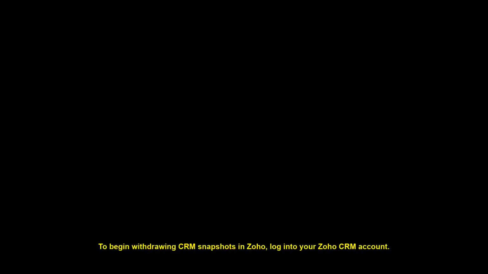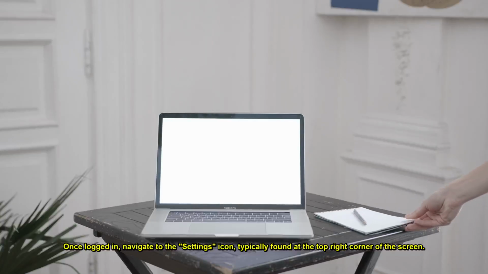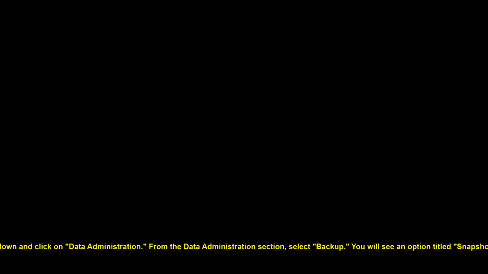To begin withdrawing CRM snapshots in Zoho, log into your Zoho CRM account. Once logged in, navigate to the settings icon, typically found at the top right corner of the screen. In the settings menu, scroll down and click on Data Administration. From the Data Administration section, select Backup.